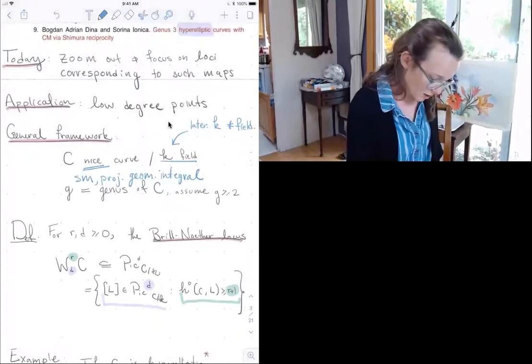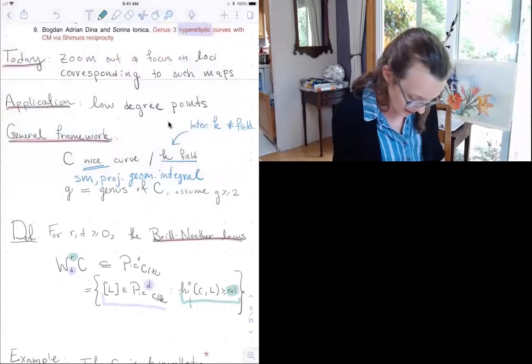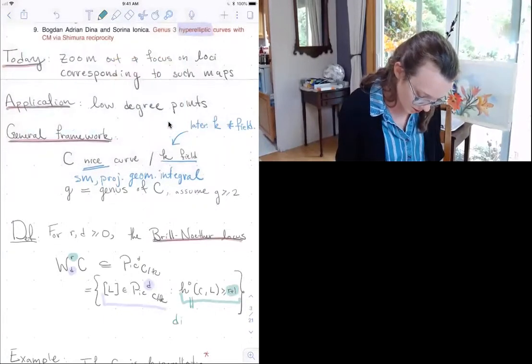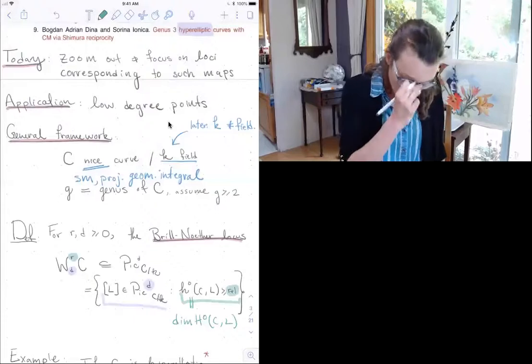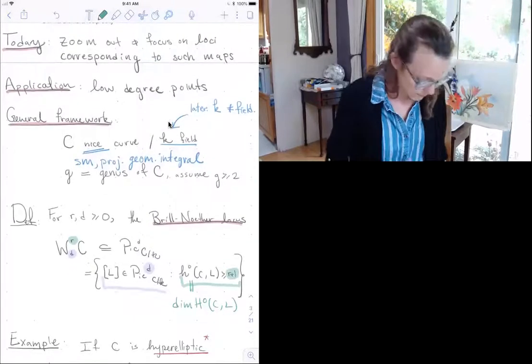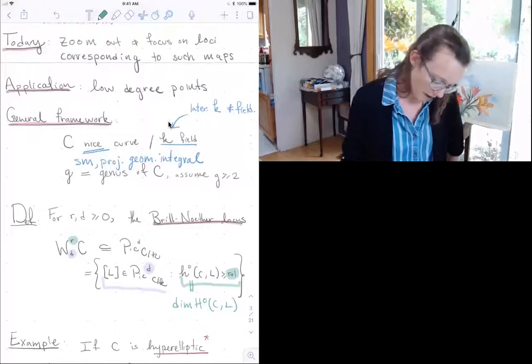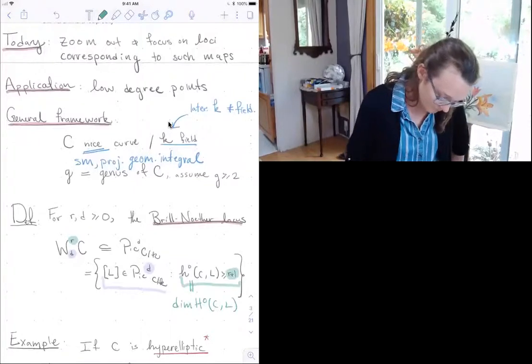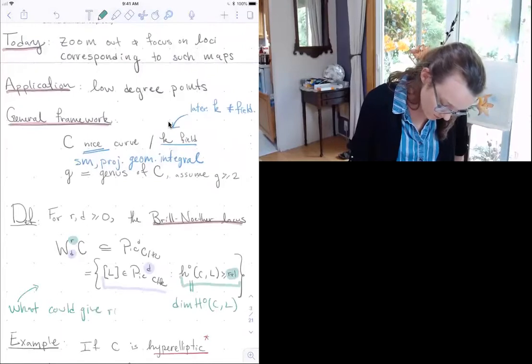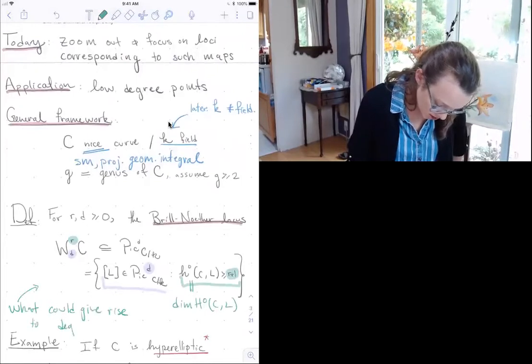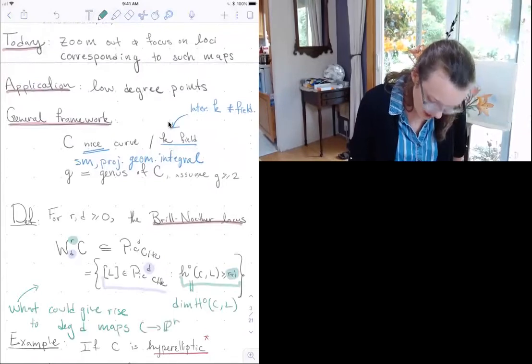So just to point that out, this little h^0(C, L) is what I used to denote the dimension of the space of global sections of L on C. So, right, what I've described for you here are the closed points of this locus. And these are what could give rise to degree d maps C to P^r.